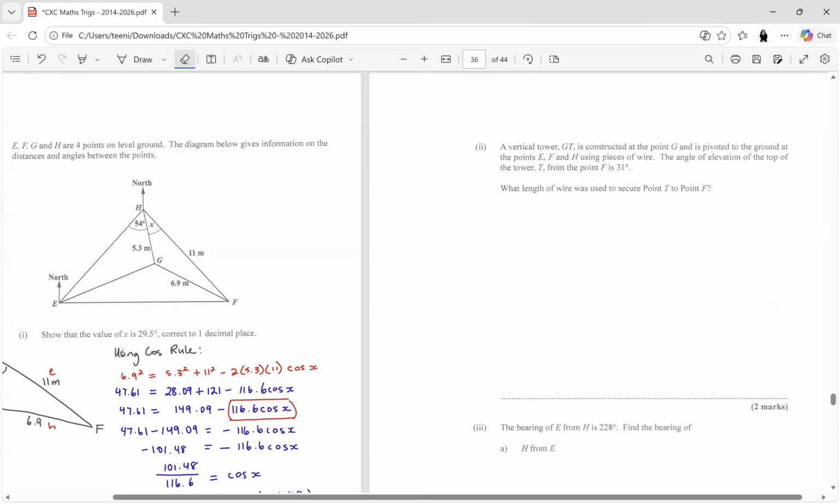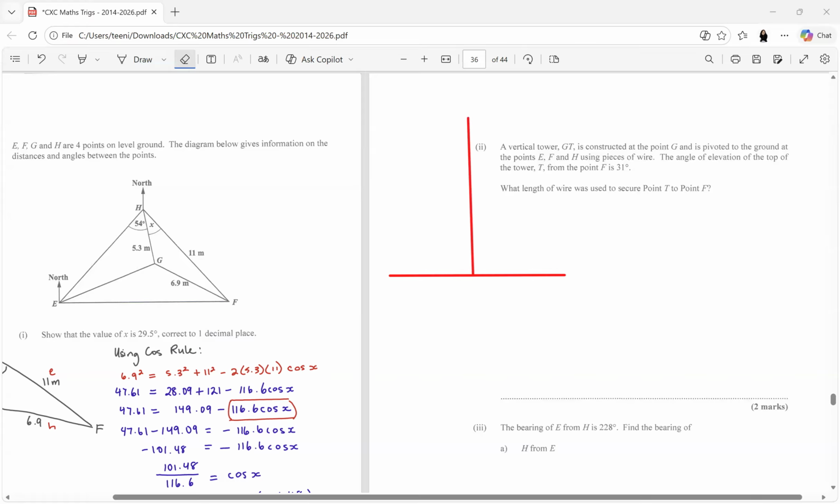So guys, I always find drawing a diagram for these types of questions helps me to visualize it better, right? Now remember, these are all on level ground. So if this is the level ground here, you'll have E somewhere up here, might be H, here you'll have F, and here, in the middle, you'll have G, right? So in the middle of all the points, you're constructing a vertical tower GT.